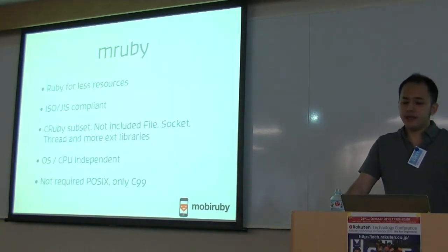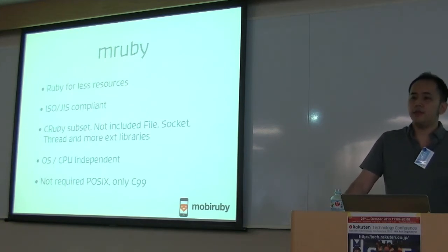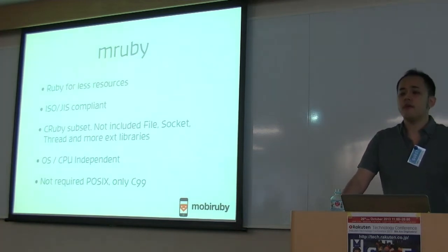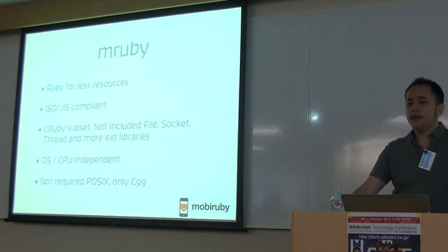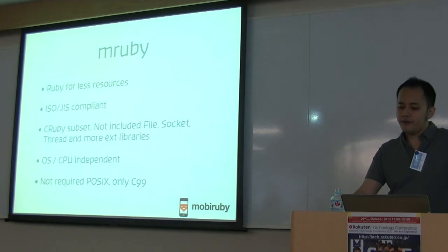Mruby is designed for embedded environments. It means small memory, CPU independence, and a modular structure. Mruby is more compact than other Ruby implementations. On OS X, the Mruby binary is under 400 kilobytes, but CRuby is over 2.5 megabytes. Mruby is even smaller.